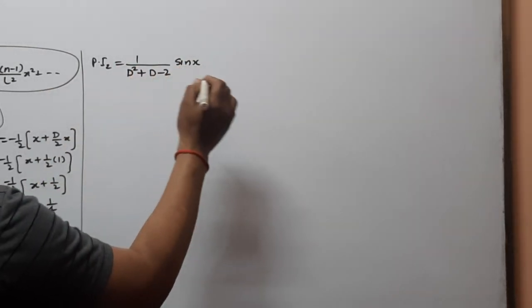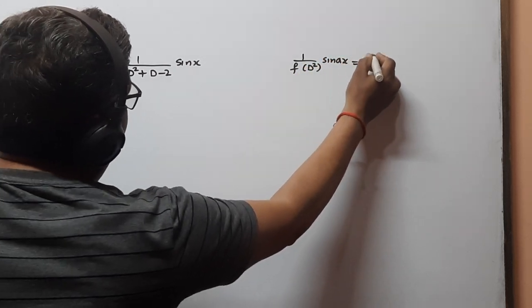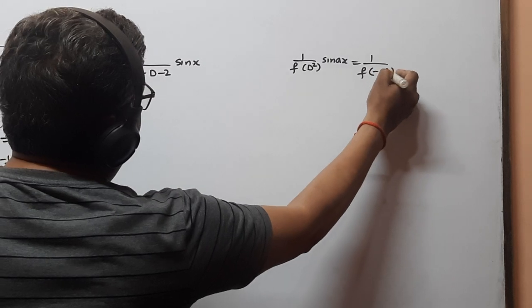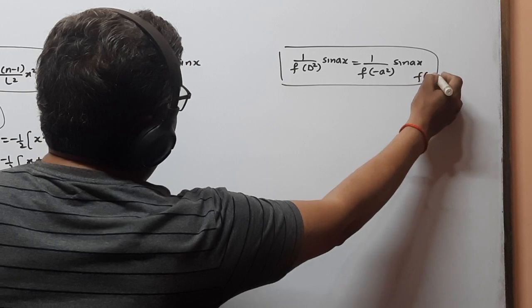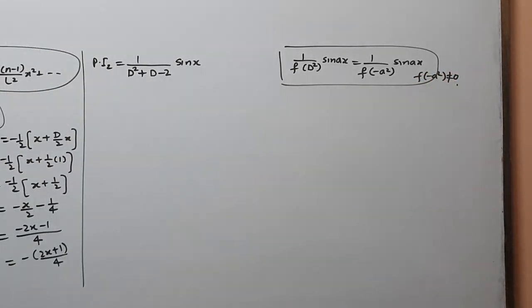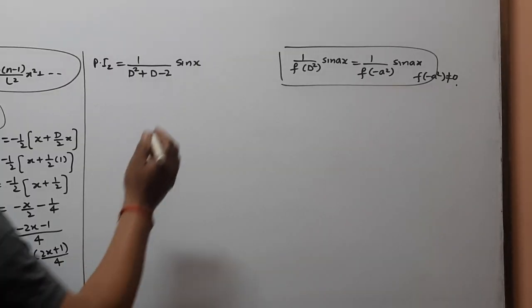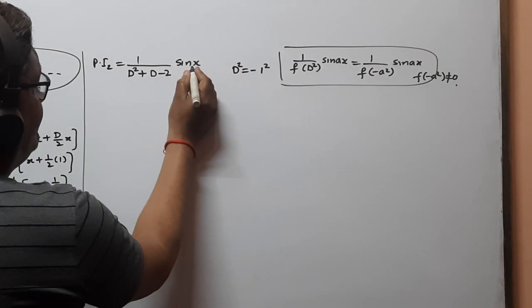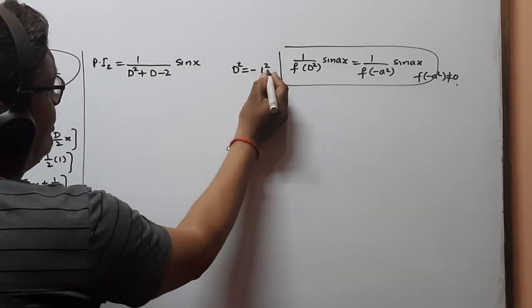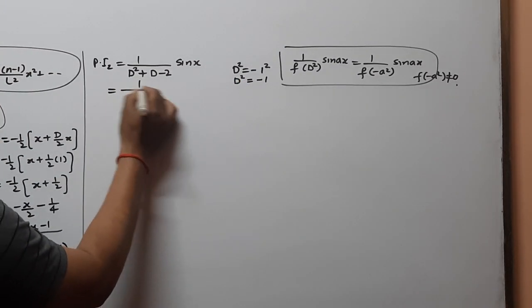Now you know that when we find the particular integral of sin ax, we replace d square by minus a square, provided f of minus a square is not equal to 0. So here we replace d square by minus a square, and a is the coefficient of x. Here the coefficient of x is 1. So this is minus 1 square, so this is minus 1. So we replace d square by minus 1.